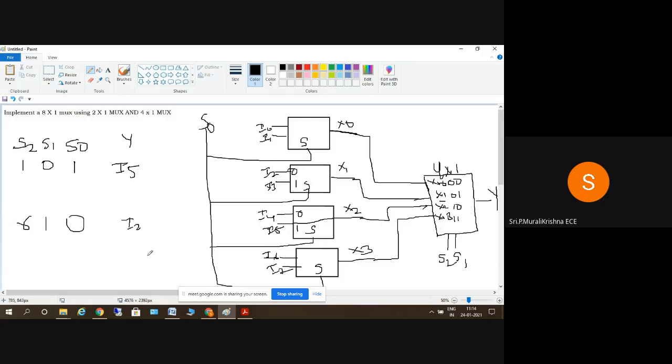Clear? Yes, sir. Please understand it. It's a simple concept, but there are a lot of things to understand. Therefore, we have to do more and more practice.